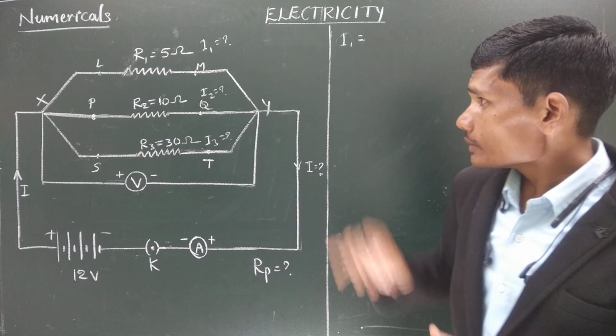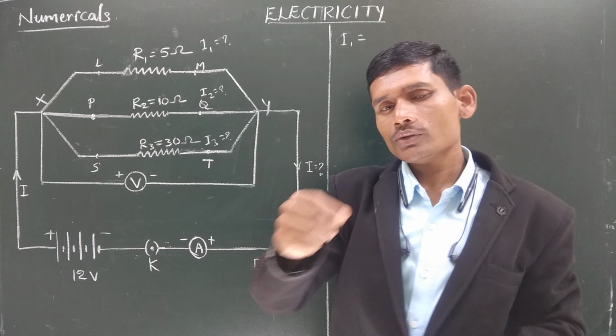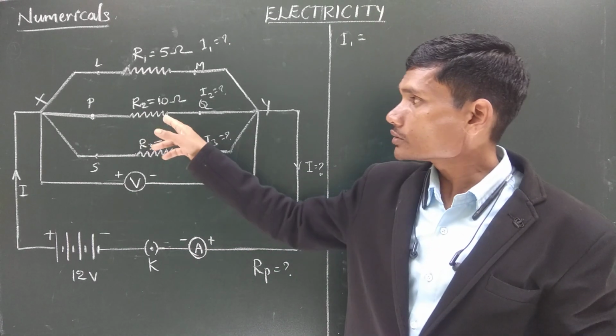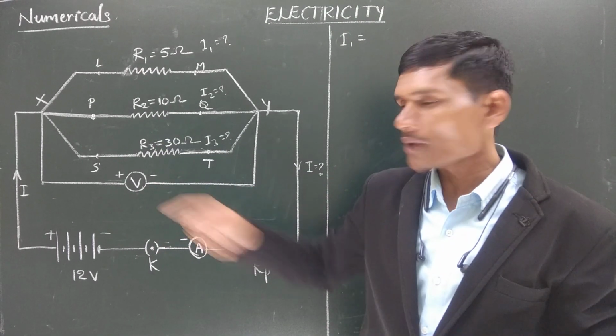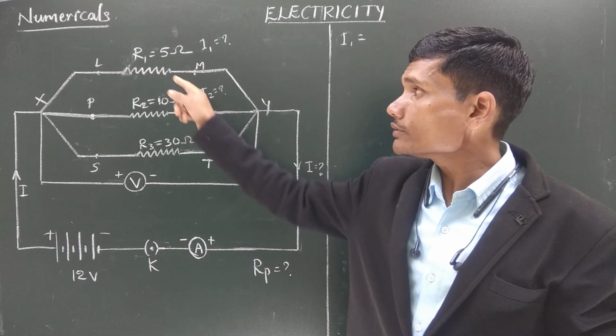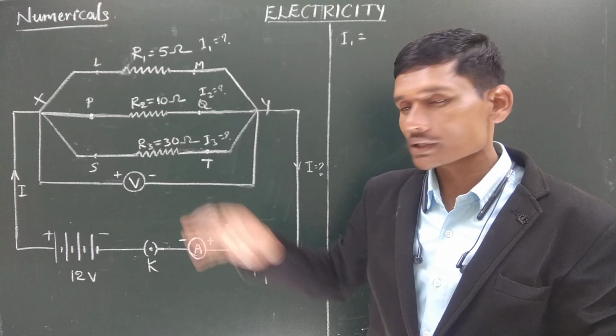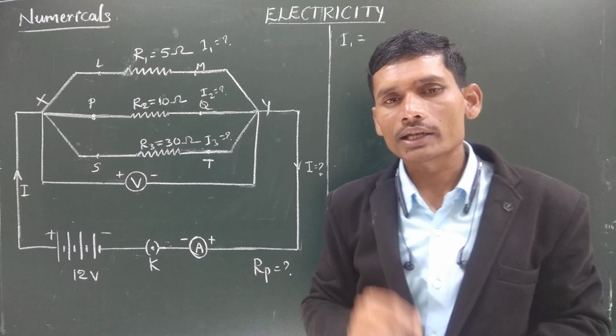They are already given. And what is to be calculated? As we know already, the current through this resistor will be I1. Through R2 it will be I2. Through R3 it will be I3. So we can calculate the current through individual resistors. Means through R1, R2, R3, how much current is flowing we can calculate.